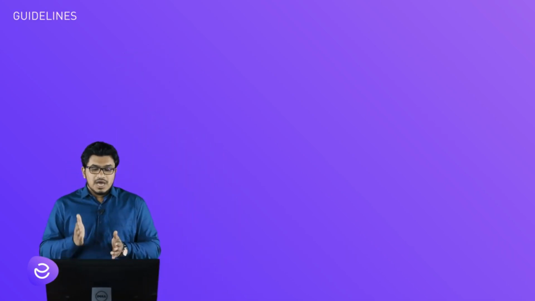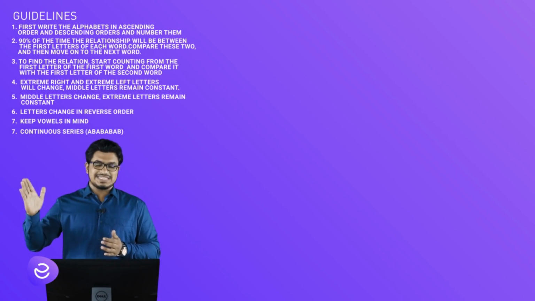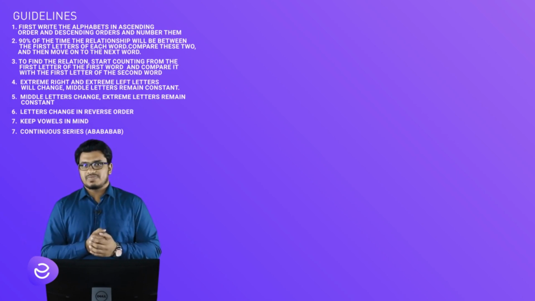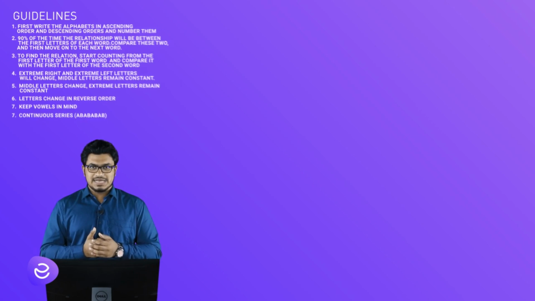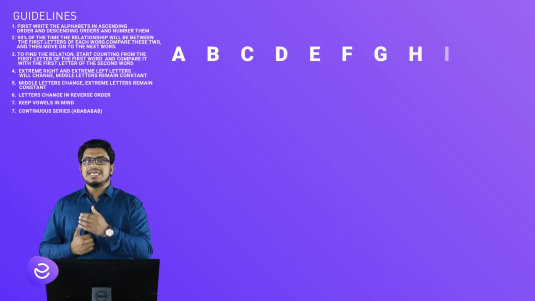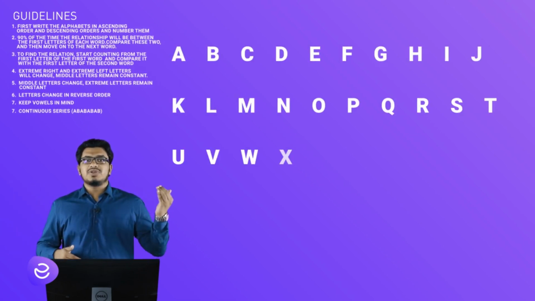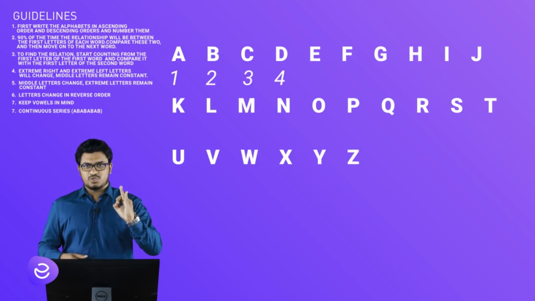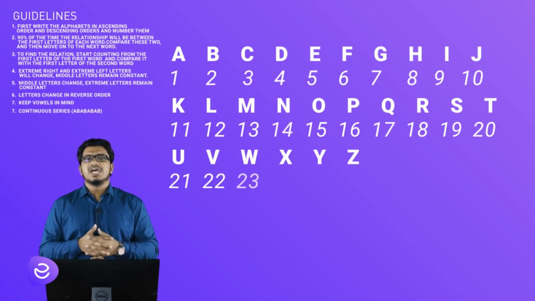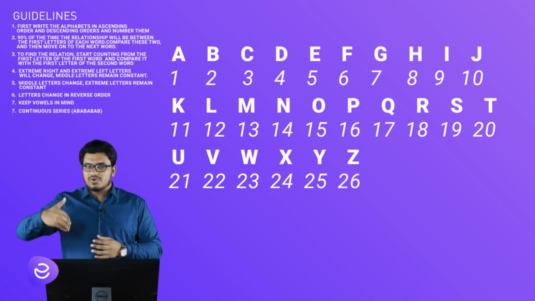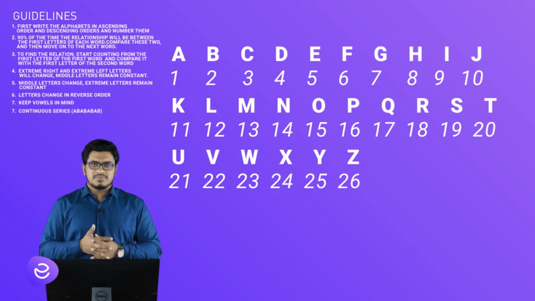The first thing that we have to do is, in your NET exam, in most cases you will be getting some time before the exam. You will get your paper with you, you will get your pen with you. So, first of all, write all the alphabets in ascending order and number them. On your screen you can see an example. You write A, B, C, D, E, F, G until Z, and then you number each: A 1, B 2, C 3 until Z, which is 26. So, you write them in ascending order and then number them.